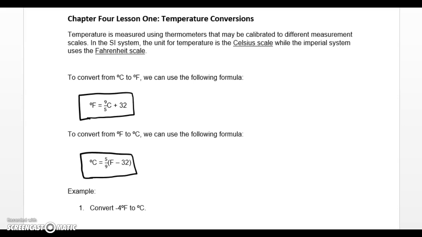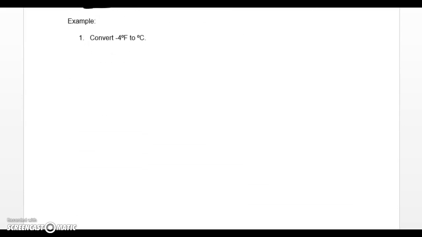Alright, so now we're going to move on to the examples from your notes. We're going to do number 1 and number 3, just so we can get some practice converting to degrees Fahrenheit and converting to degrees Celsius. Example number 1 wants you to convert from -4 degrees Fahrenheit to degrees Celsius. Your first step is that we're trying to convert to degrees Celsius, so we want to use that second equation that I gave you.